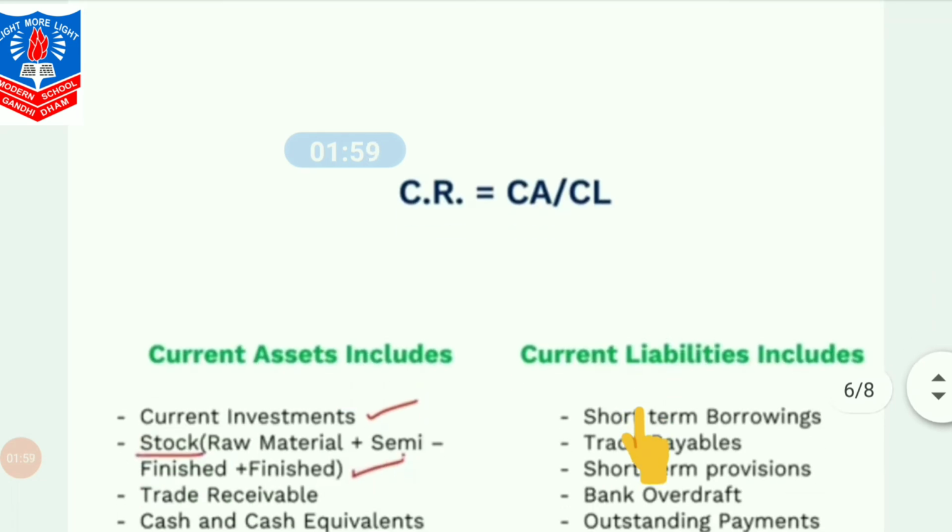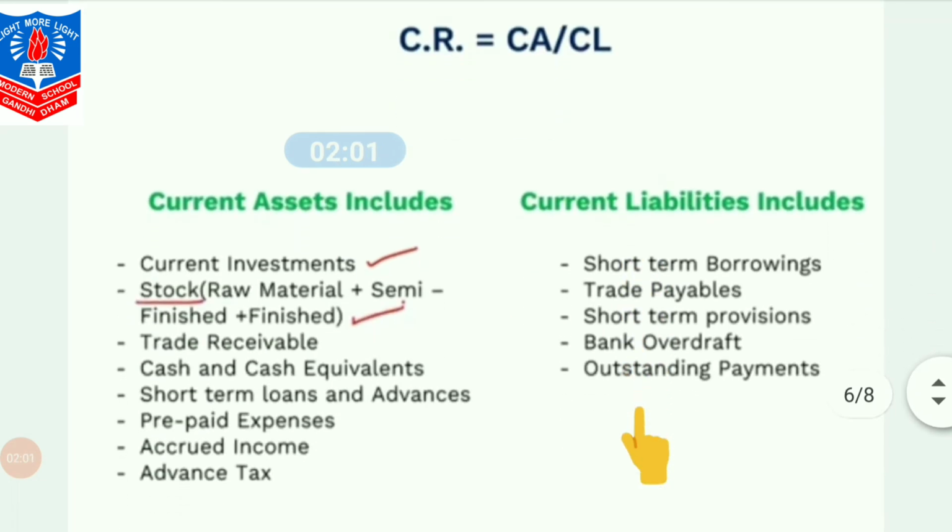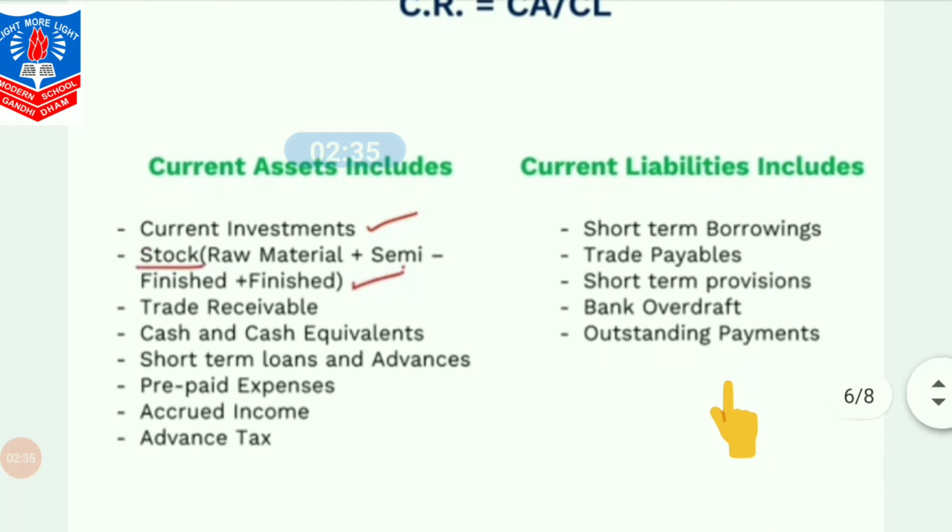Please, let me tell you once again what is included and what is the ideally accepted amount for it. Current assets, you all have an idea. Once again, current investments, stock, trade receivables, cash and cash equivalents, prepaid expenses, accrued interest, advance tax, please keep these in mind. All these items are known as current assets. Current liabilities, you also have an idea: short-term borrowings, trade payables, short-term provisions, bank overdraft, outstanding payments, all these are included in current liabilities.